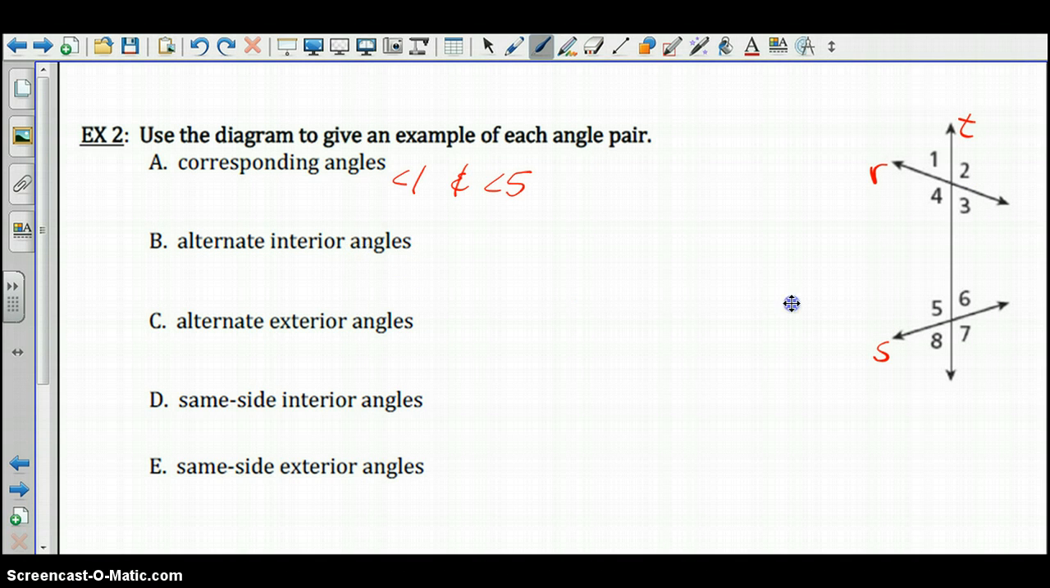Alternate interior angles, they're in the interior between lines R and S, so we're choosing from 3, 4, 5, and 6. And they're on opposite sides of the transversal. So if I chose angle 3, the alternate interior angle to angle 3 would be angle 5. Alternate exterior angles could be angle 1 and then angle 7, because those are on opposite sides of the transversal, but they are outside of R and S.